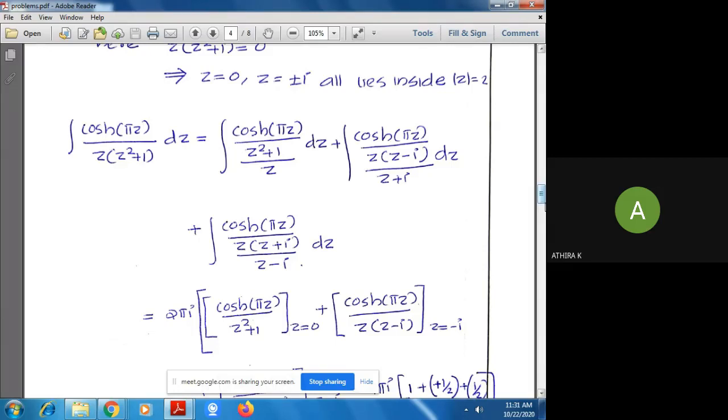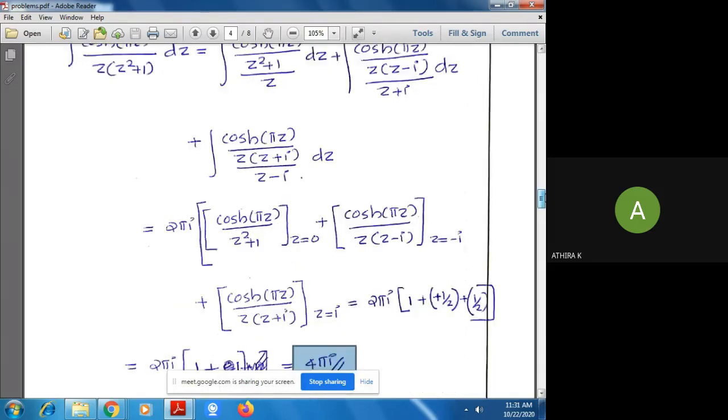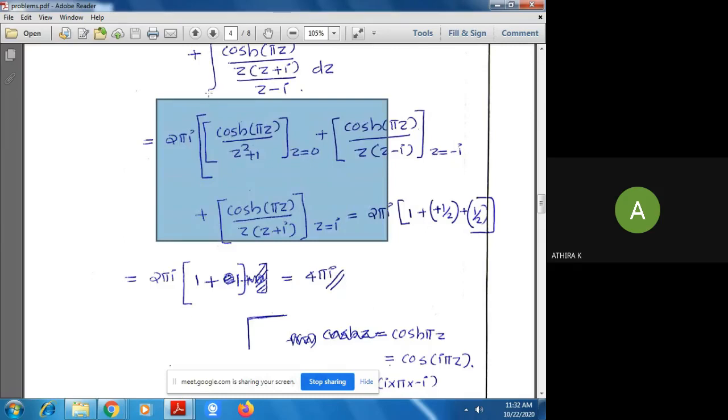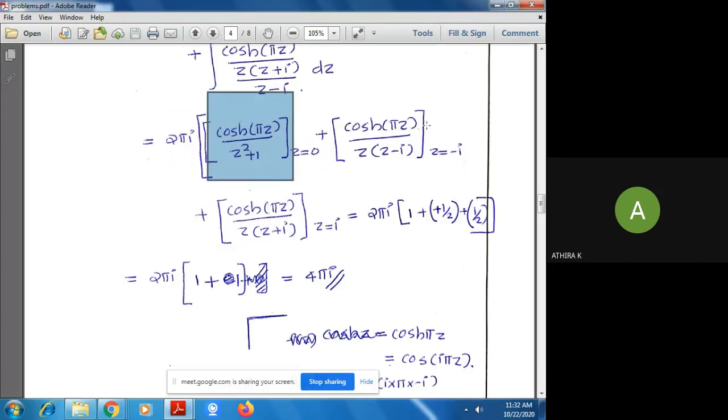Okay. Last part. We split our integral 2πi into the whole term. Now we want to find all the three terms at z is equal to 0 and z is equal to minus i and z is equal to i.